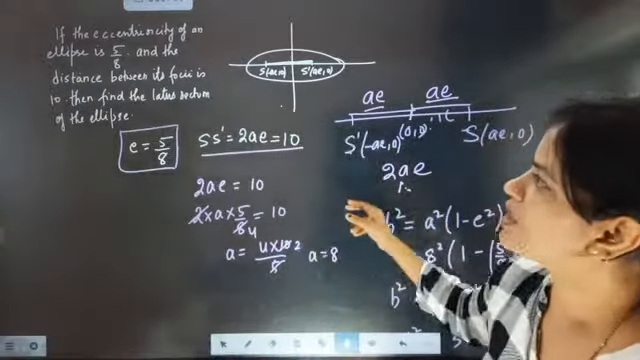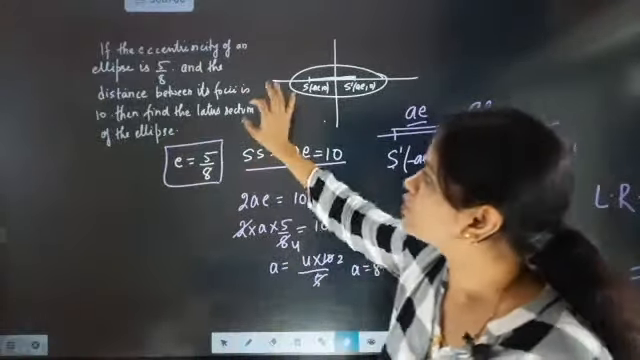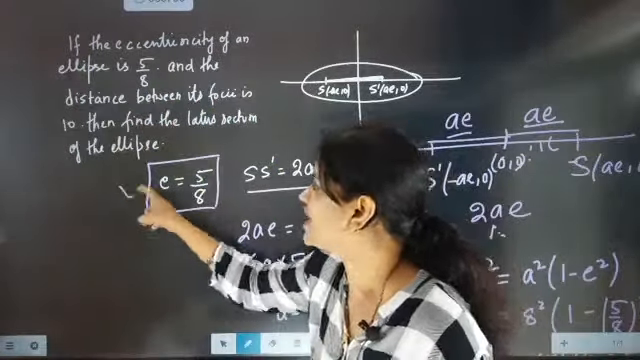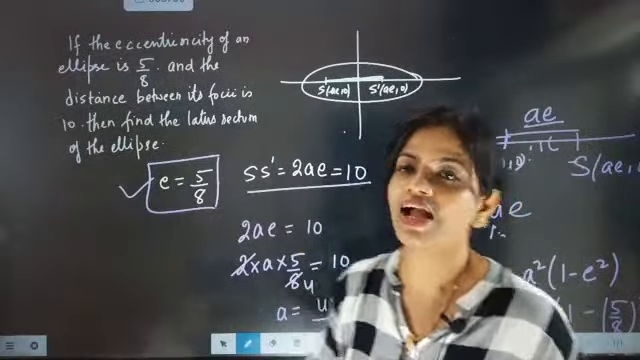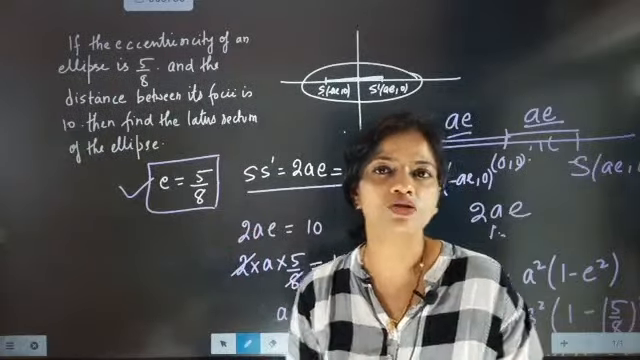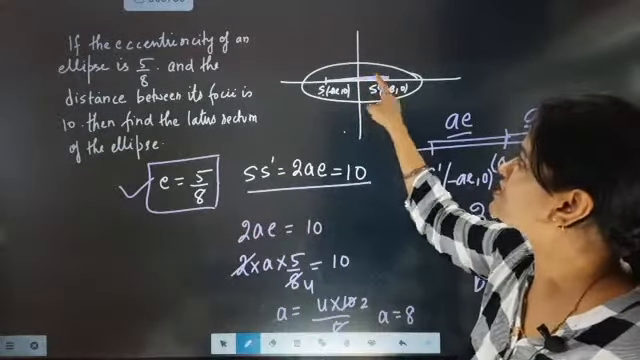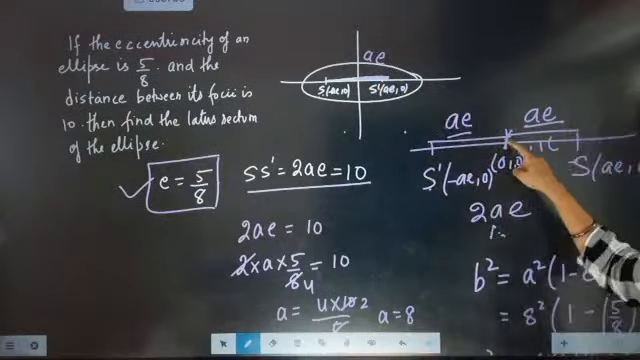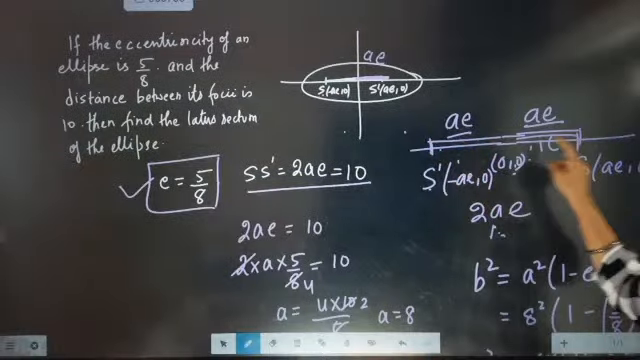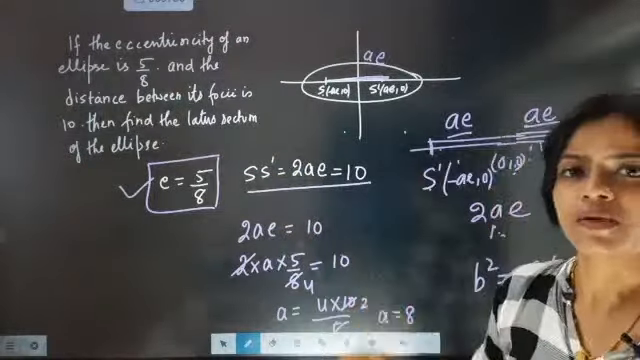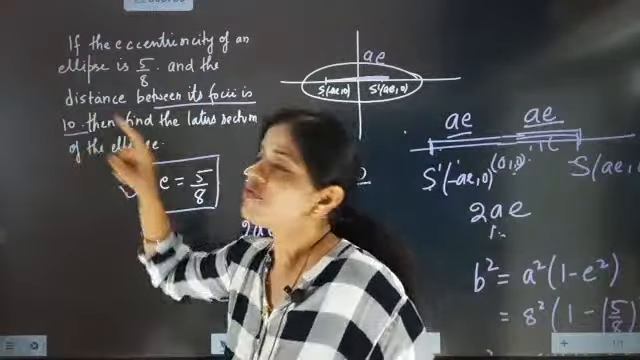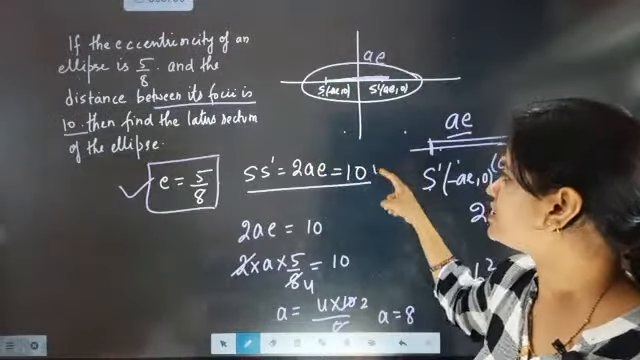Absolutely correct, Gautam. Now look here beta, what is exactly given in the question? They told that the eccentricity of the ellipse is 5/8. After that, they are telling the distance between the foci of the ellipse. So how to get the distance between the foci? We know that in the ellipse, the distance from the origin is AE, and from this to this the distance is also AE. So the total distance between S and S dash is 2AE. Means the distance between the foci is 2AE, and they have given the value of SS dash, the distance between the foci, as 10.